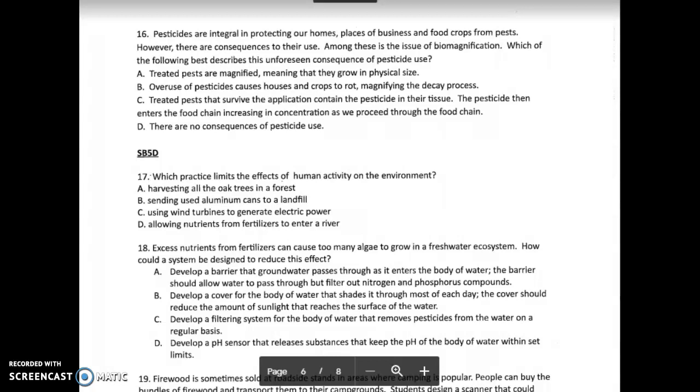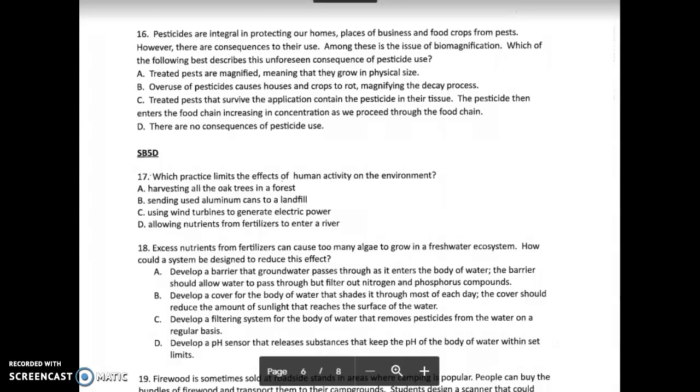A, treated pests are magnified, meaning that they grow in physical size. B, overuse of pesticides cause houses and crops to rot, magnifying the decay process. C, treated pests that survive the application contain the pesticide in their tissue. The pesticide then enters the food chain, increasing in concentration as we proceed through the food chain. D, there are no consequences of pesticide use.